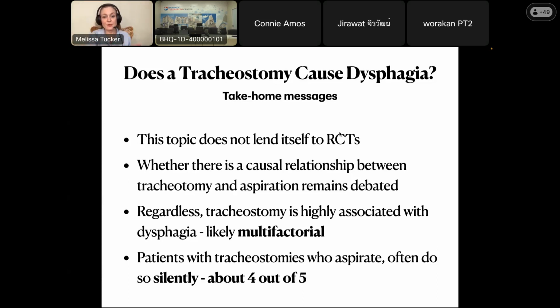And this very important topic, this last point, I think, is that of patients with tracheostomy who aspirate, we know that they often do so silently. So about 4 out of 5.